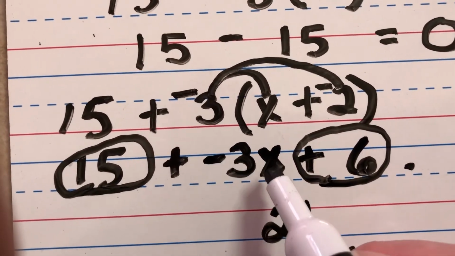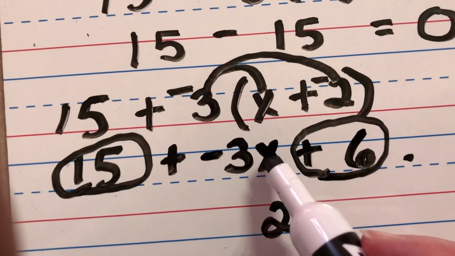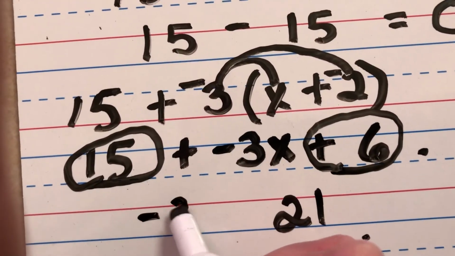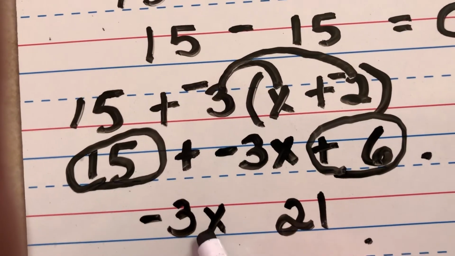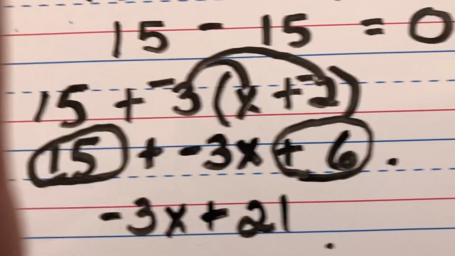And then negative 3x cannot be put together with 21 because this is a variable, this is a number. Typically, the variable is written first. So negative 3x plus 21.